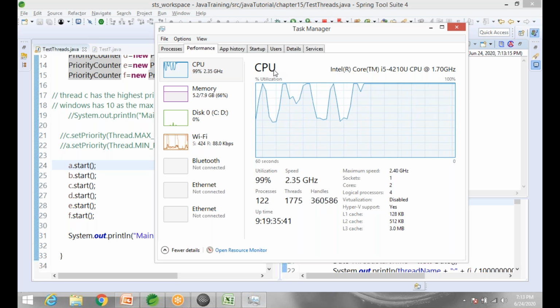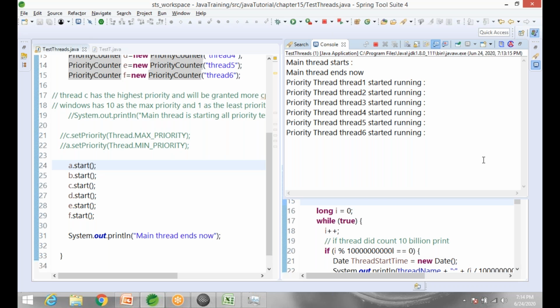Now look at how busy my CPU is. There are 6 jobs and all 4 CPUs are at 100% utilization. My CPU is really going crazy because it has more to handle. Okay, 99% utilization. All right, so let's see who finishes the fastest.